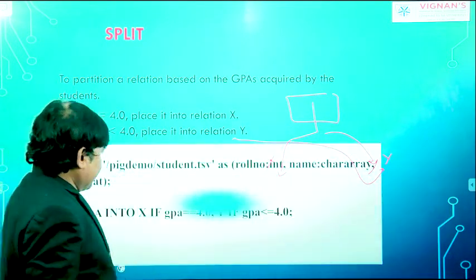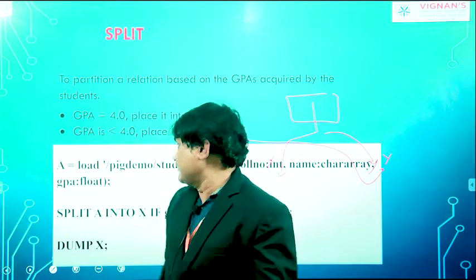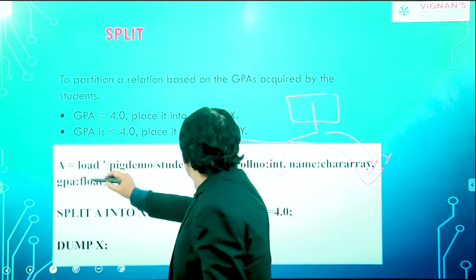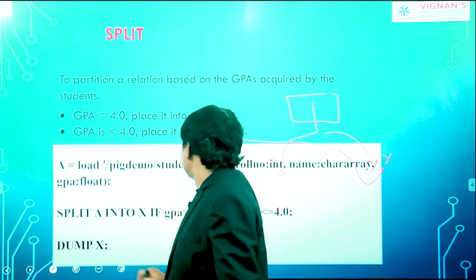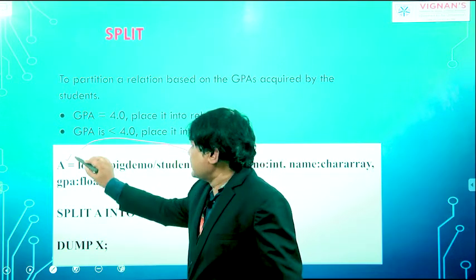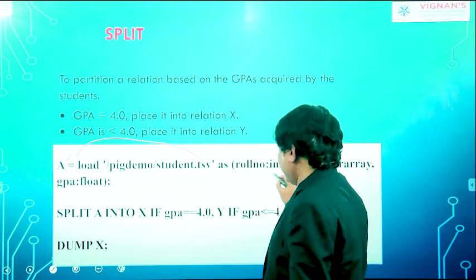Now see this statement here, how it works. Very easy. What relation am I having? I am having relation A. I am loading student data into relation A. I am having the following fields.